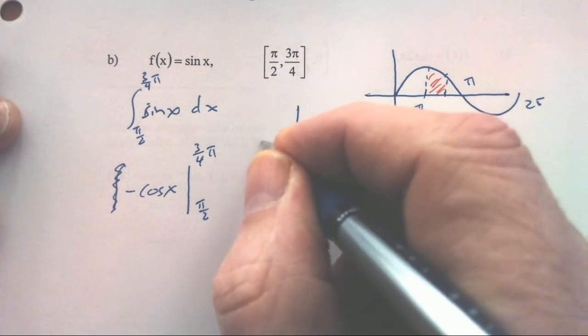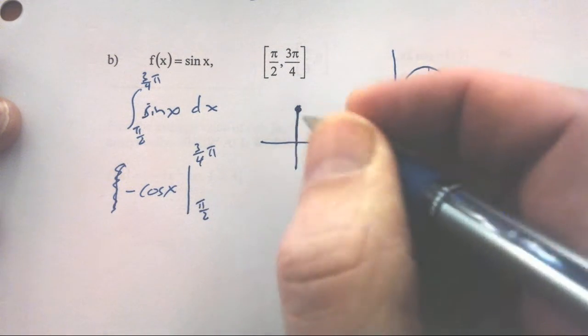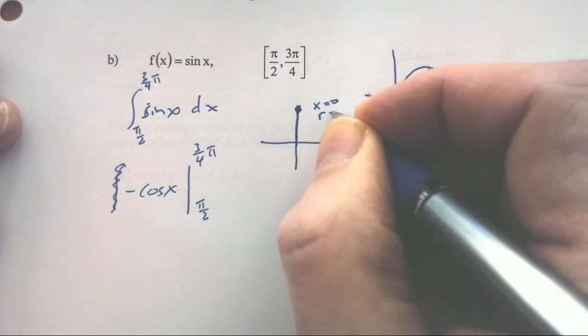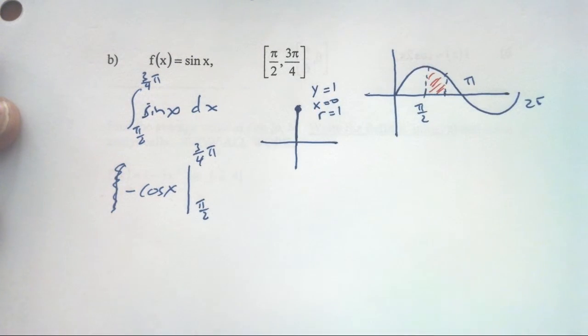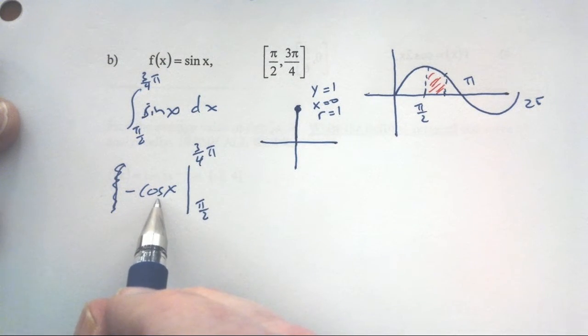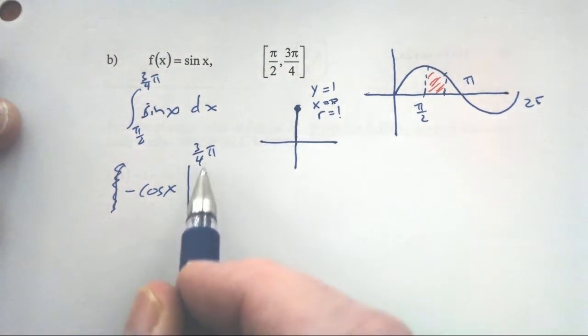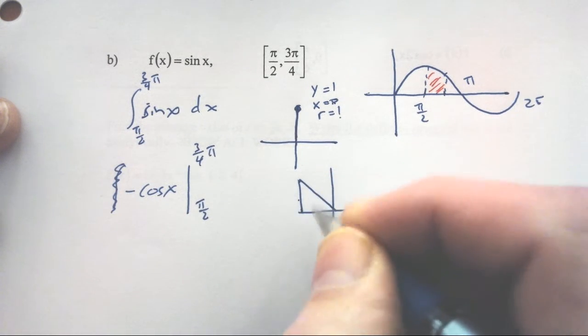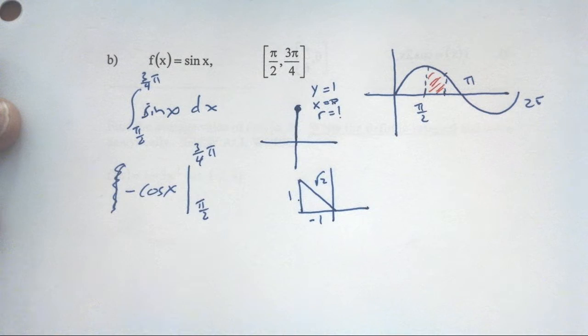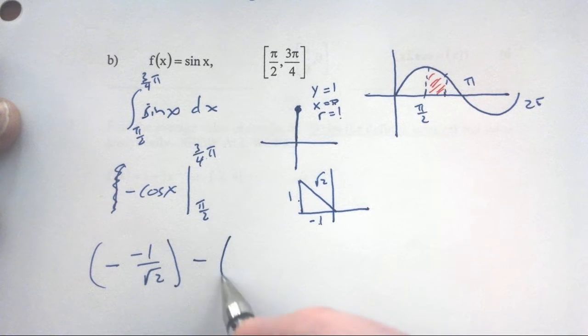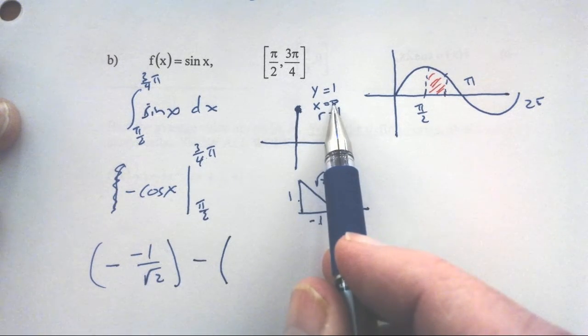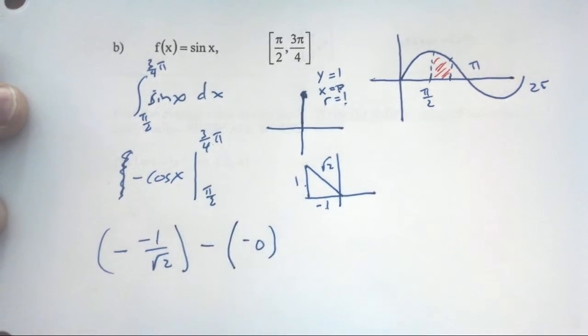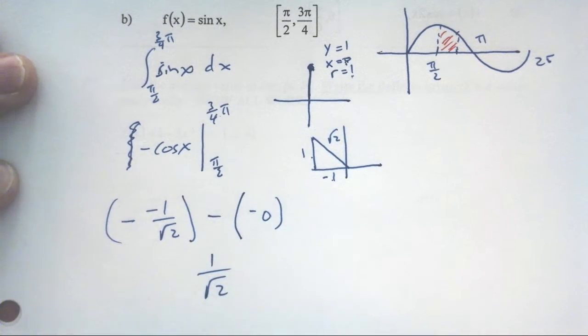Okay, so here is pi on 2 right here. At pi on 2, we could say x is 0, r is 1, y is 1, and cosine is x on r, 0 on 1. So when I put in, I should start with 3/4 pi. Here's 3/4 pi, where we have values of -1, 1, root 2. So put in 3/4 pi first, and we get the opposite of cosine, which is -1 on root 2. Minus, put in pi on 2. At pi on 2, x is 0, r is 1. That is 0. So minus 0, so we just end up with 1 on root 2.